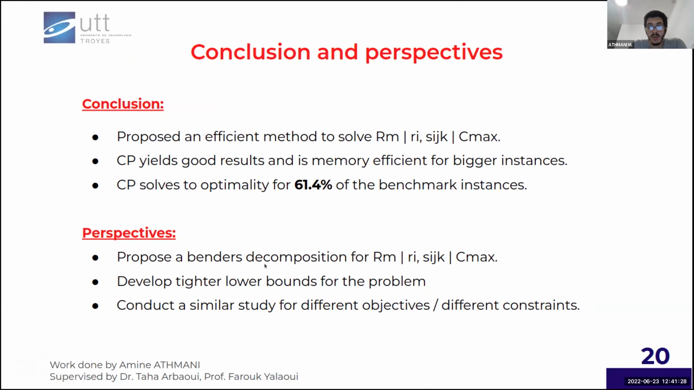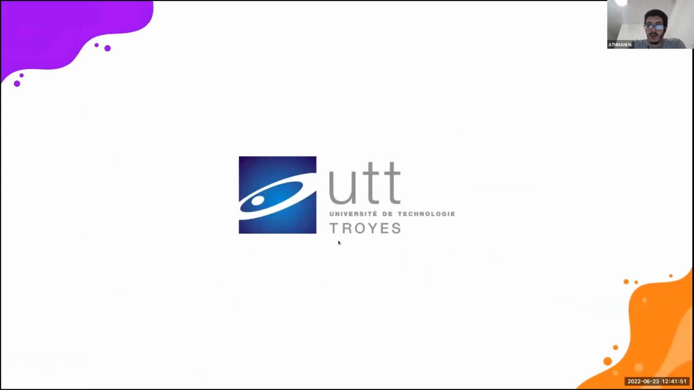Our perspective is to propose a Benders decomposition that will combine a MIP model with a CP model, a hybrid Benders decomposition, developing tighter bounds to help the model perform better, and also conduct a similar study with different objectives and adding more constraints to this parallel machine configuration. Thank you very much. And if you have questions, you can ask us.